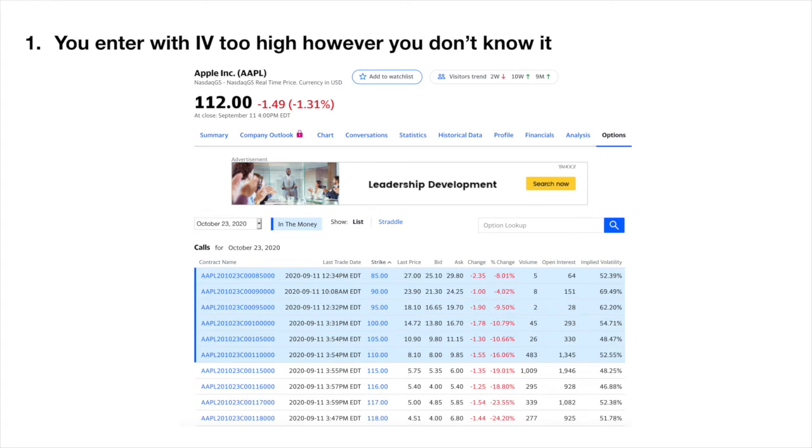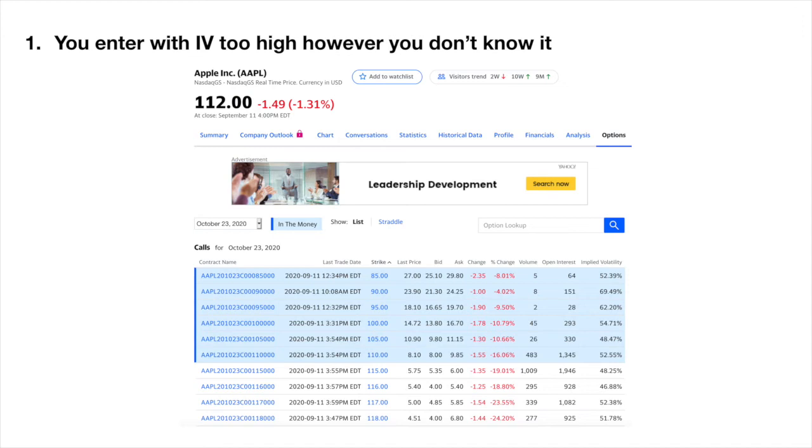Now, if these Apple calls were around, let's say 80 or 90%, so let's say the 116 strike for October 23rd was around 80%. And I buy that 116, but the stock is at 112. So I buy on Monday, which is going to be the 13th, I believe. I buy the 116 Apple contract, a call contract to expire on October 23rd.